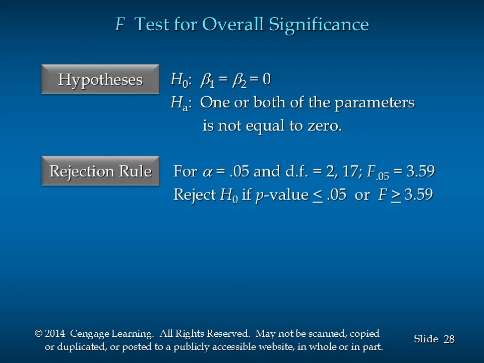All right. And here's your rejection rule. This is on the F, not the T. Same thing all the way through. When you're doing the alternate hypothesis, put one or more of the parameters is not equal to 0.